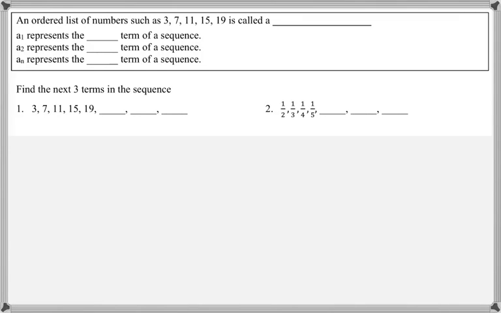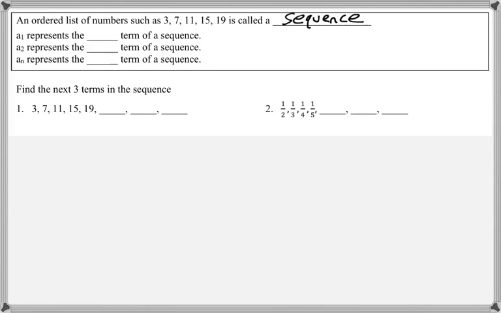The next section is on sequences. And sequences are essentially a pattern of numbers. So it says an ordered list of numbers such as 3, 7, 11, 15, 19 is called a sequence.